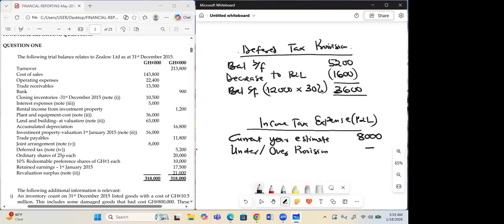So what will you do? You add it to it. It means more tax. That means you are owing more tax. You are under provided. So you are owing more tax. You increase it. And if it is on the credit side, it means you have an income. So what will you do to it? You subtract. Are you getting it? Yes, please. Good. So here there is no under or over provision.